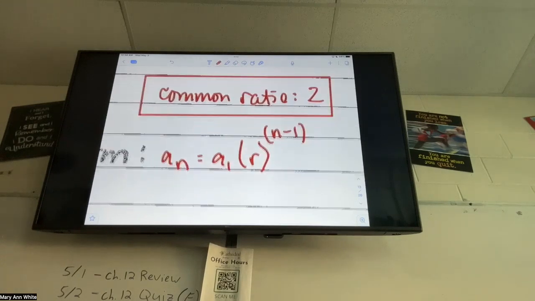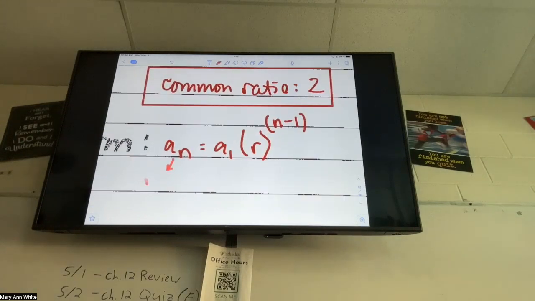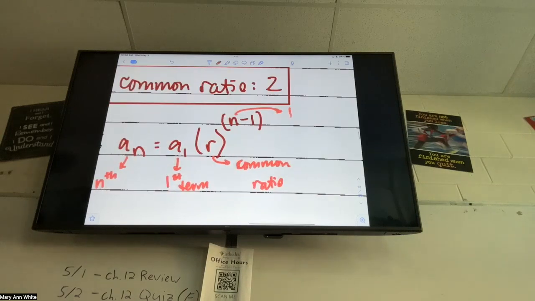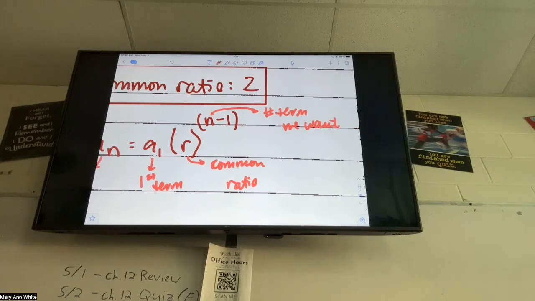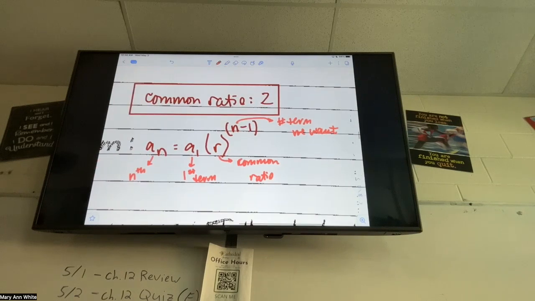Just like last time, I'll label the pieces. A sub n is my nth term, while a sub 1 is my first term. r is my common ratio. And then n is the number of the term we want. Are we doing okay with that?